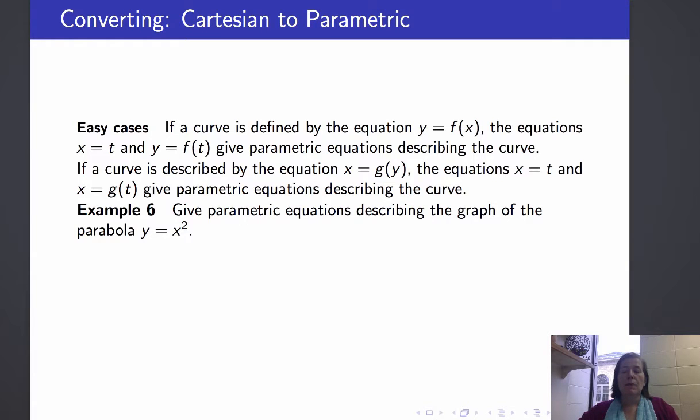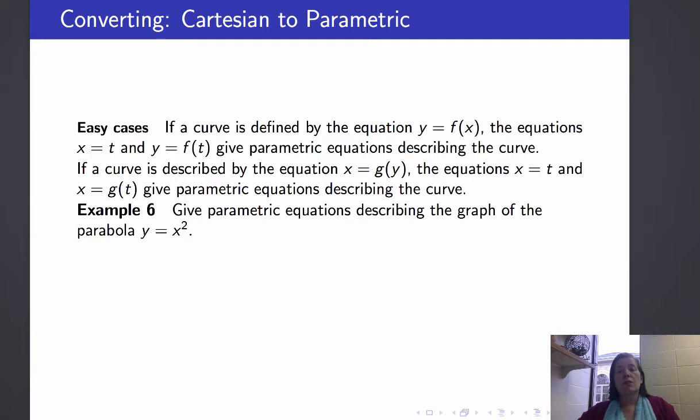Now, we may be given an equation in x's and y's describing a curve in the plane, and we might want to find a parameterization of that curve of the form x equals f of t, y equals g of t. This parameterization is not necessarily unique, and sometimes it's very easy to find such a parameterization.